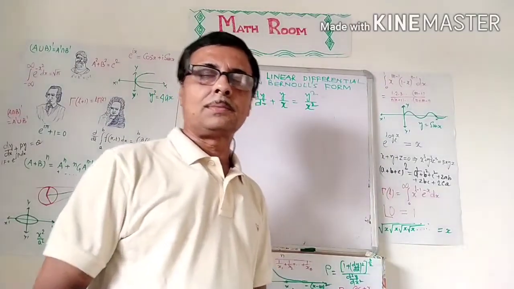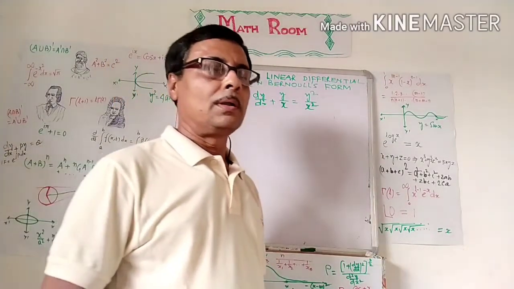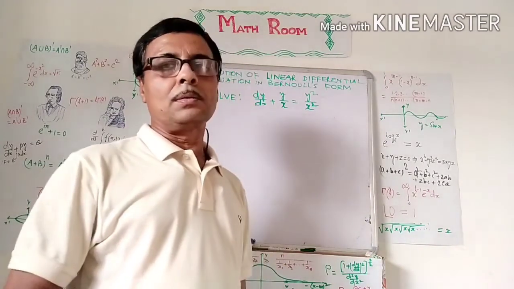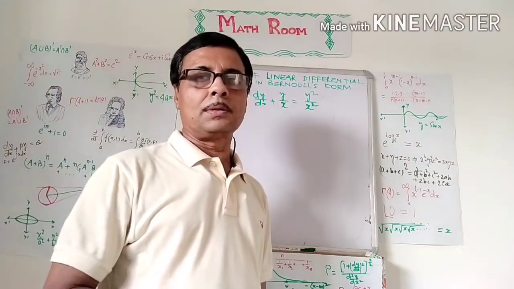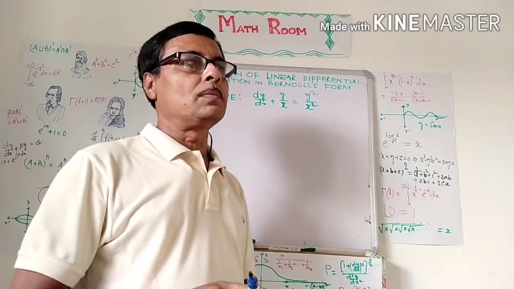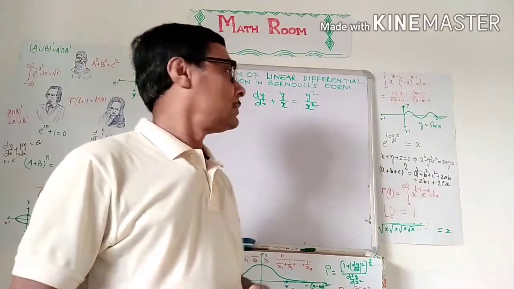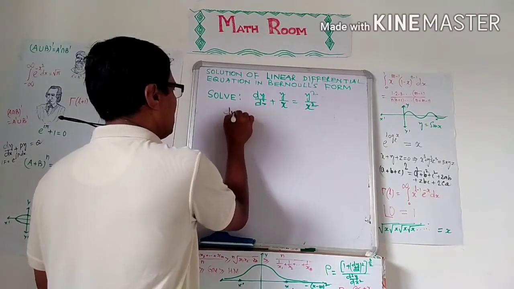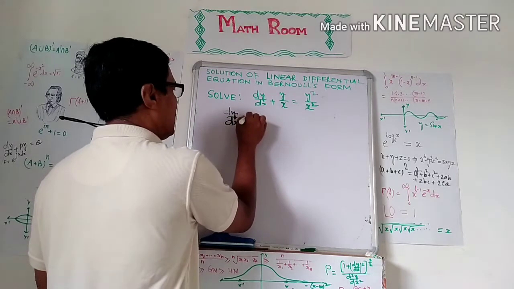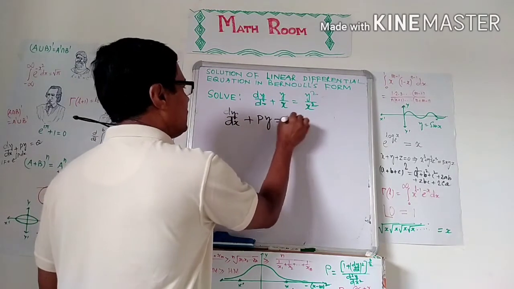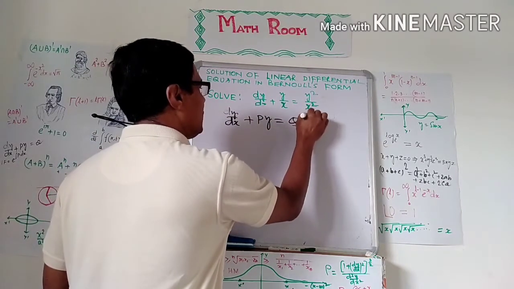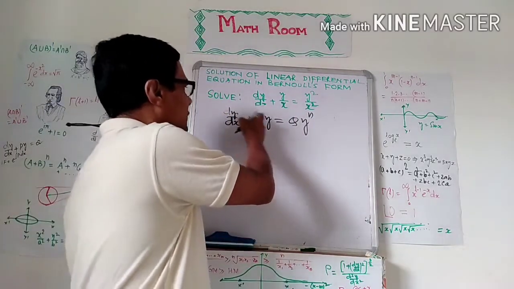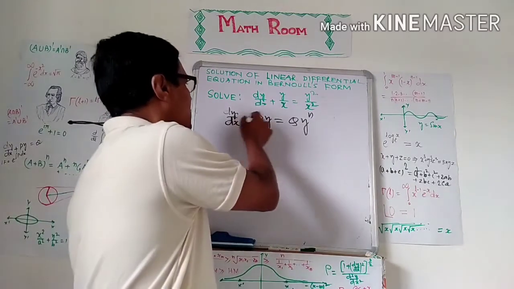Now I shall discuss the solution of linear differential equations in Bernoulli's form. What is Bernoulli's form of linear differential equations? The Bernoulli's form of linear differential equation is dy/dx + Py = Qy^n, where the linear differential equation was dy/dx + Py = Q.